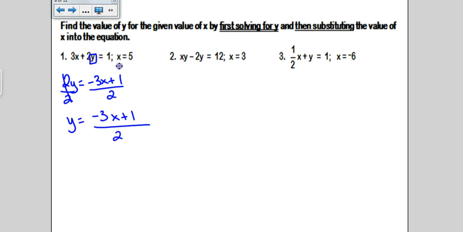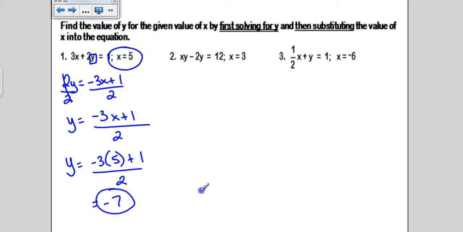And we're not done. Remember, they gave us a value for x to plug in at the end. So we're going to say negative 3 times the 5 plus 1, and then cut that by 2. So let's see, negative 15 plus 1 is negative 14, cut in half should give us a negative 7. Now there are problems on your homework that are just like that, and you need to show all your work.